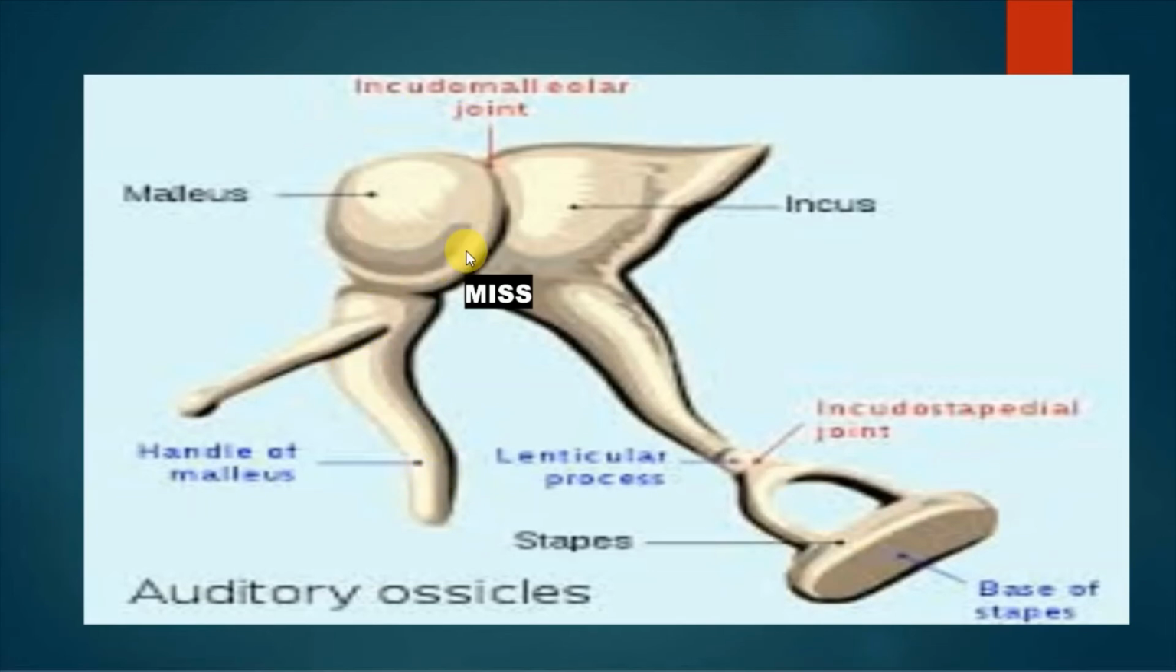This is the head of malleus articulating with the body of incus. This is the lenticular process of incus articulating with the head of stapes. And this is the footplate of stapes, which is attached into the oval window by the annular ligament.